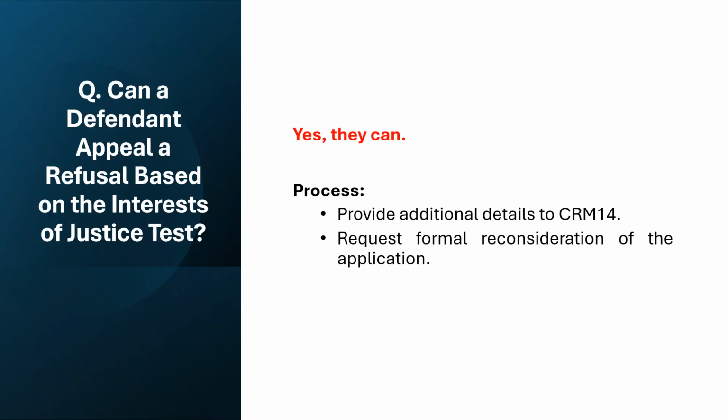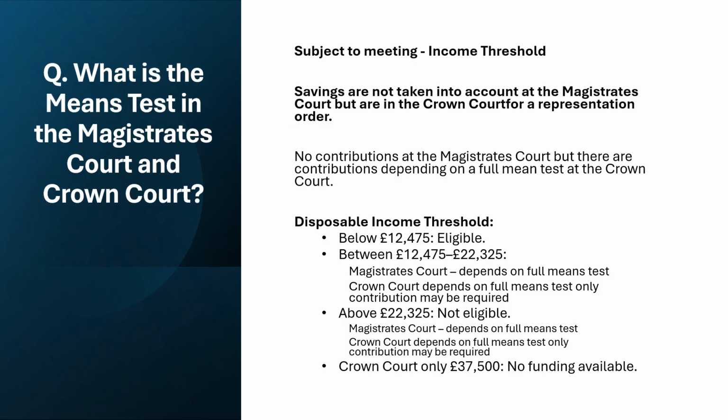Can a defendant appeal a refusal based on the interest of justice test? Yes, they can. The process is to provide additional information to the legal aid agency using the CRIM 14 form and requesting a reconsideration of the application.